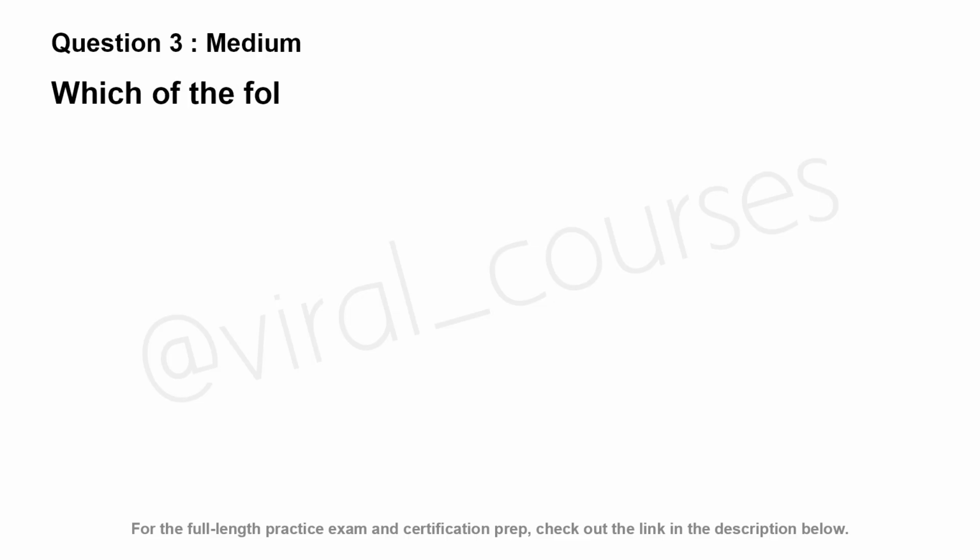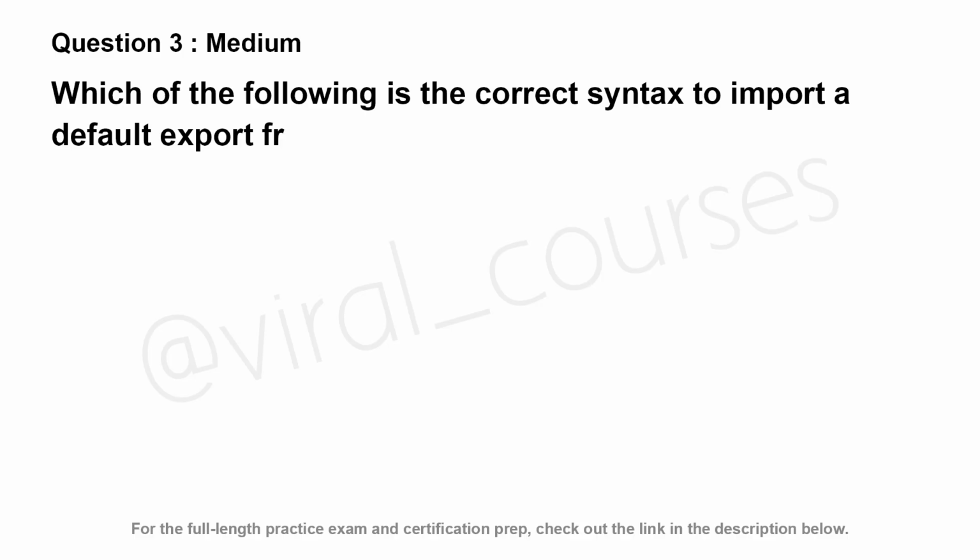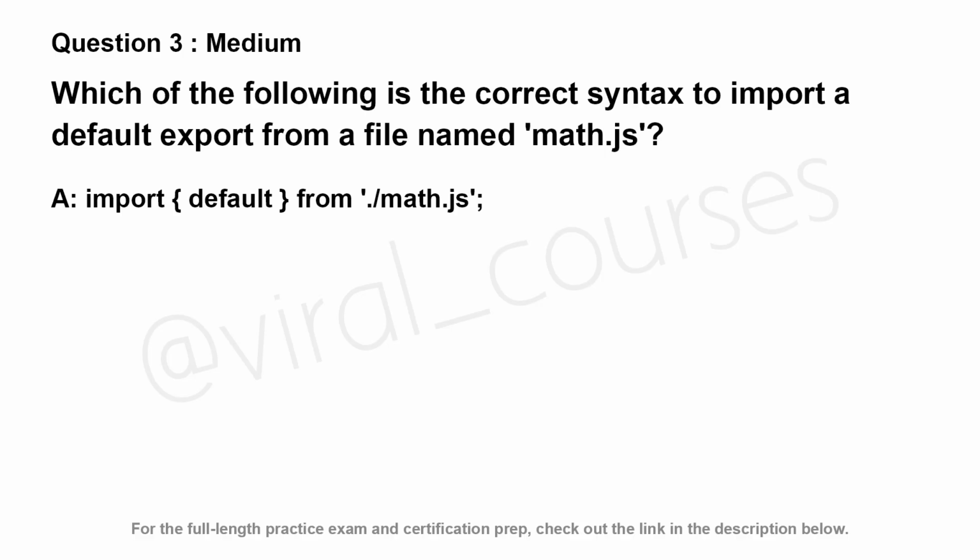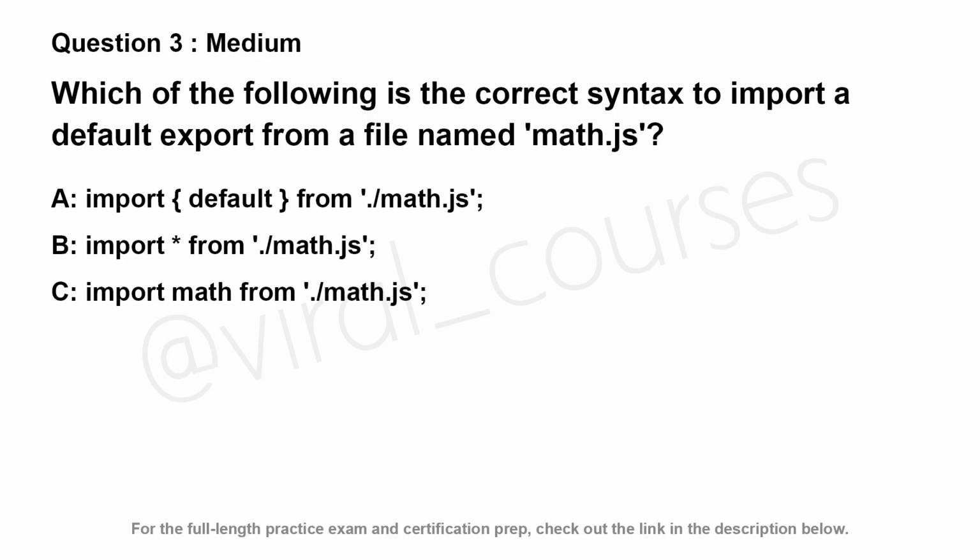Which of the following is the correct syntax to import a default export from a file named math.js? Option A, import default from /math.js. Option B, import asterisk from /math.js. Option C, import math from /math.js. Option D, import {math} from /math.js.